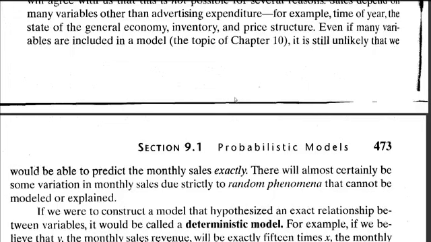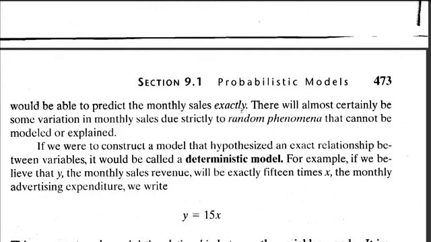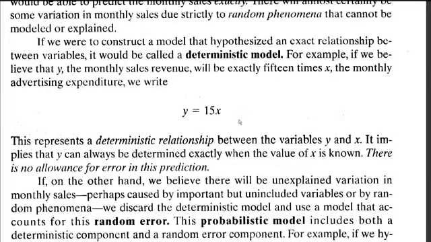So if you agree with that, then we would say there will almost certainly be some variation in monthly sales due strictly to random phenomena that cannot be modeled or explained. If we were to construct a model that hypothesized an exact relationship between variables, it would be called a deterministic model. For example, if we believe that monthly sales revenue will be exactly 15 times x, the monthly advertising expenditure, then we could write it like this. And this would be called a deterministic model.